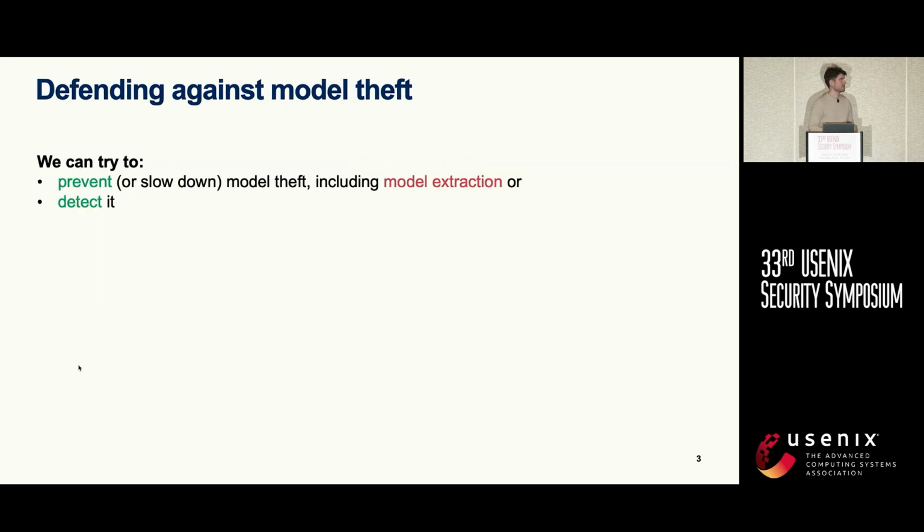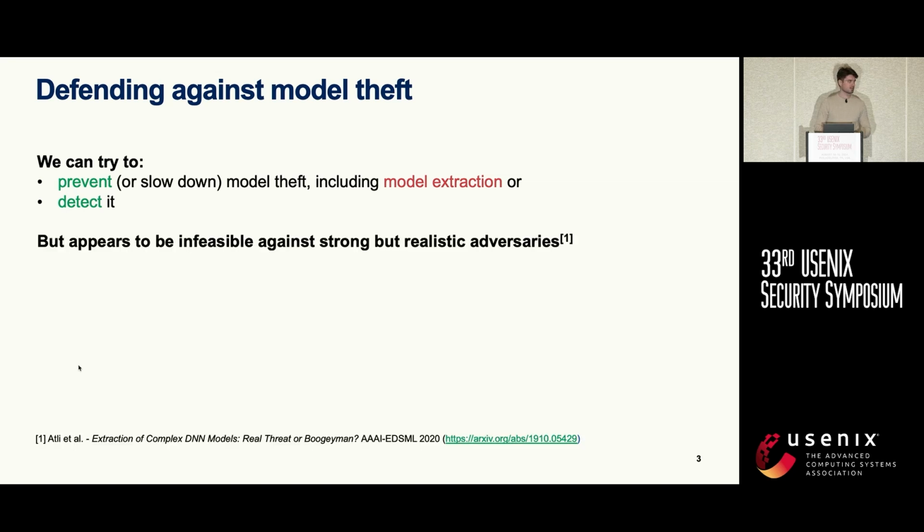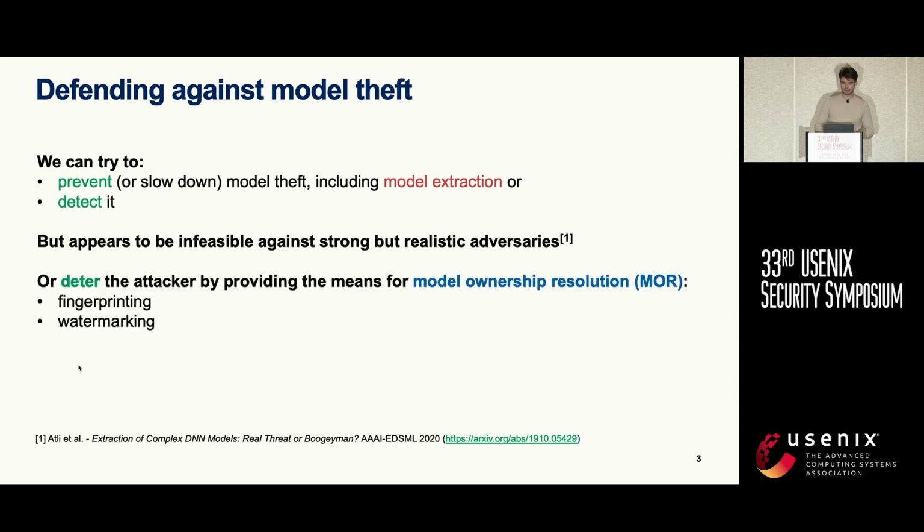And usually when talking about defending the models, you can try to prevent it or slow it down. We've seen a couple of presentations about prediction poisoning, adaptive misinformation, etc. Or you could try to detect it with techniques like PRADA or some kind of classification. But there is a lot of work showing that actually it's infeasible to prevent extraction. All that we can do with such techniques is just slow it down to the point where the adversary cost analysis doesn't make sense anymore.